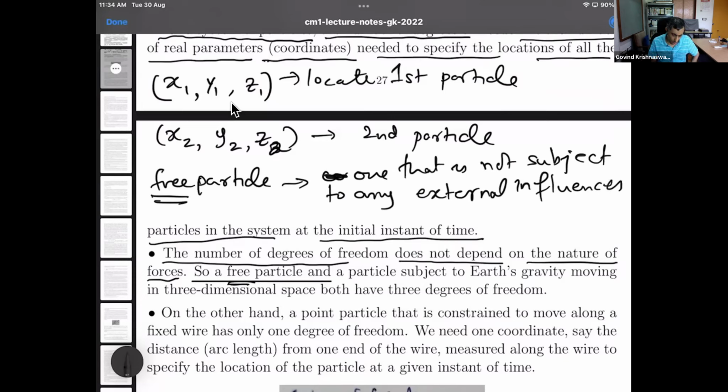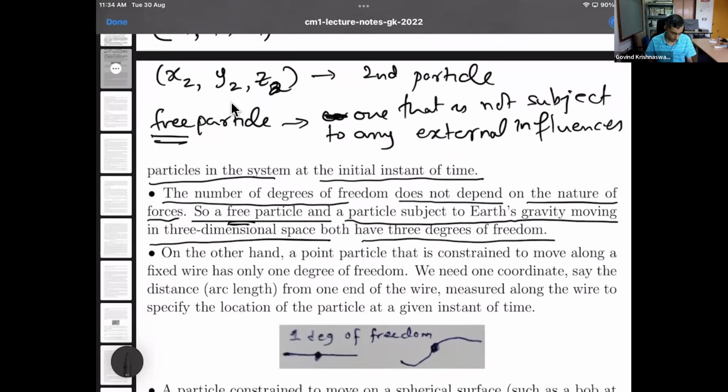A free particle or a particle that is subject to Earth's gravity, moving in three-dimensional space, both have 3 degrees of freedom. So it's something well worth understanding. No matter what the type of forces in operation, the number of degrees of freedom is the same.